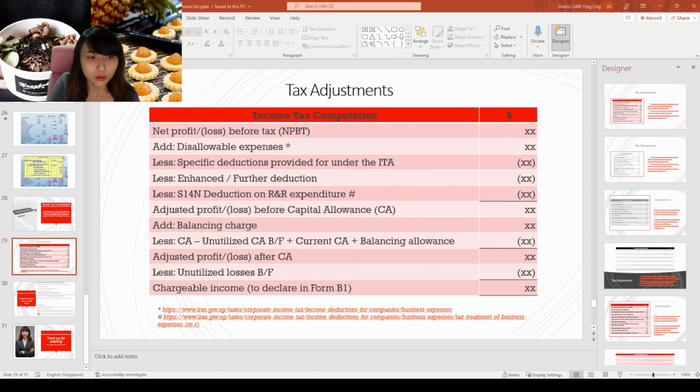Okay, then after that you arrive at this thing called the adjusted profit or loss after CA, and then less any unutilized losses brought forward if you made losses in the year before, and then you arrive at this chargeable income, which you can declare in your Form B1.